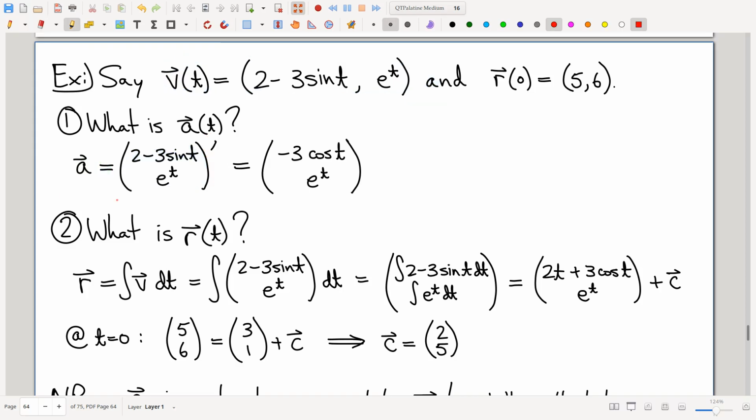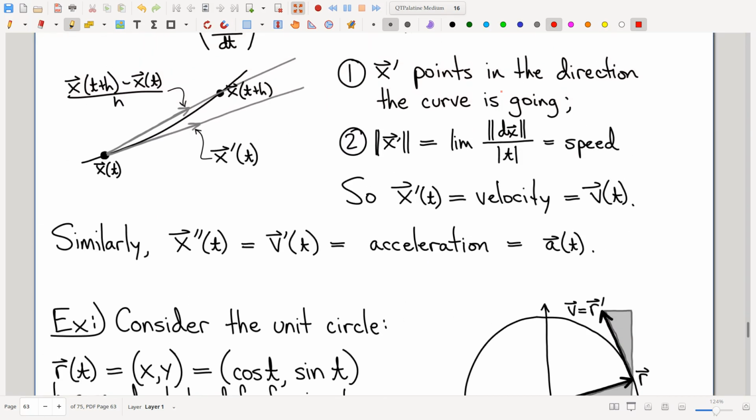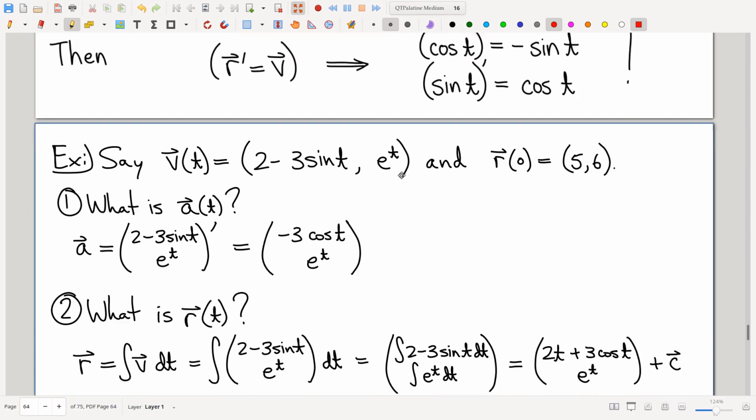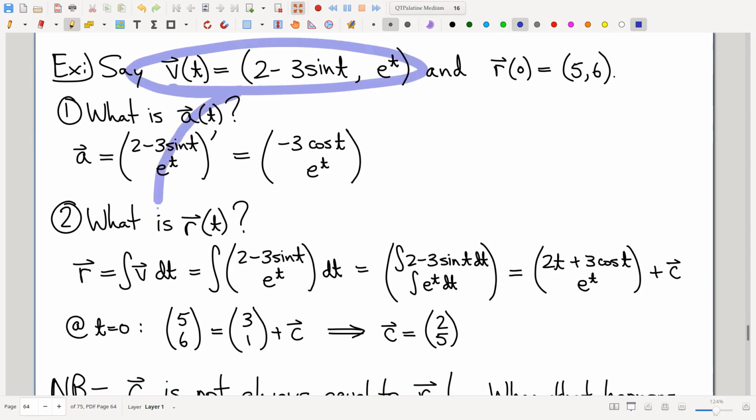Now, what about position? How would I find position? Well, okay, let's go back to here. The derivative of position is velocity. Let's say that grammatically backwards: an antiderivative of velocity is position. Right? I'm sure y'all remember that from Calc 1. All right, so here you go. Take the velocity, take an antiderivative of that velocity, and that will give you position.